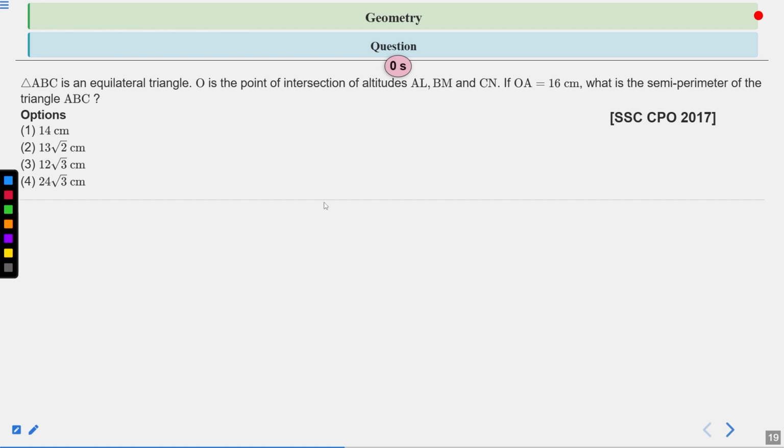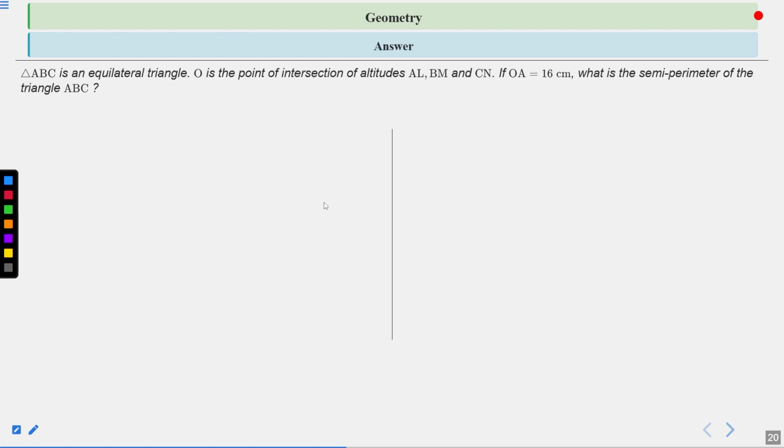Now time's up. Let's see the solution of this question. The question says that triangle ABC is an equilateral triangle and O is the point of intersection of altitudes AL, BM and CN, and OA is given, which is 16 centimeters. So we need to calculate the semi-perimeter of the triangle ABC. The correct answer of this question is the fourth one, which is 24 root 3 centimeter.